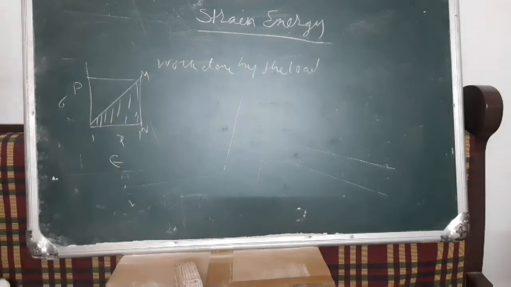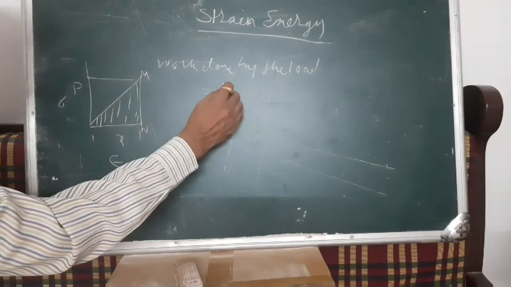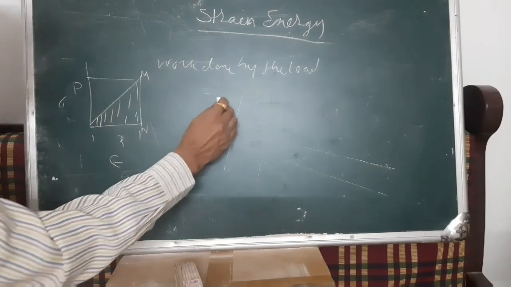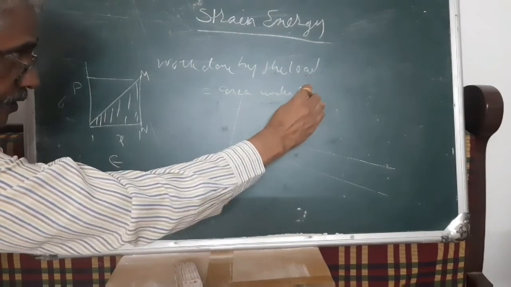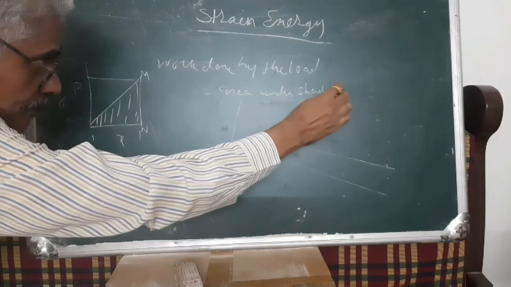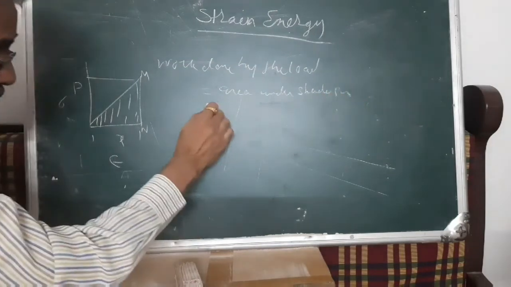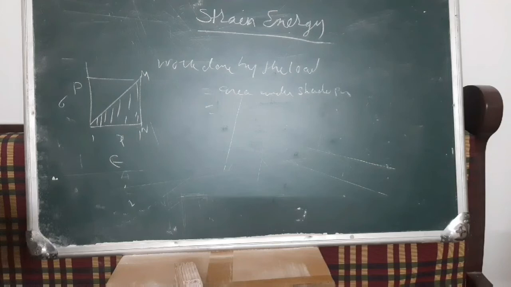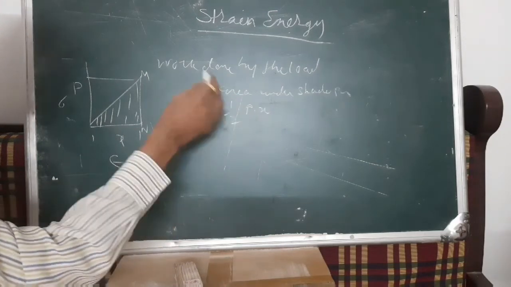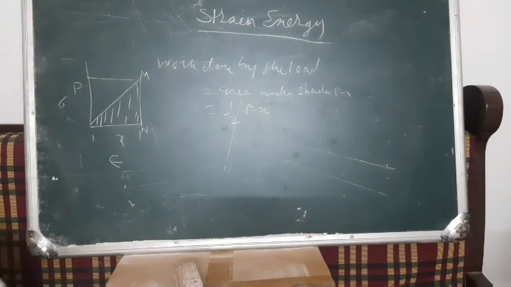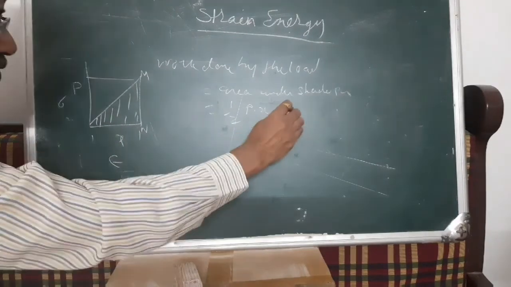The shaded area will be the work done, so we can say it is the area under the shaded portion. So it is 1/2 P into x. As it is a triangle, we can say that is 1/2 P into x. Let this be equation 1.